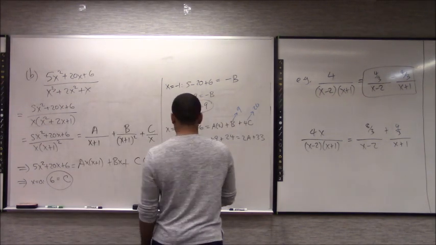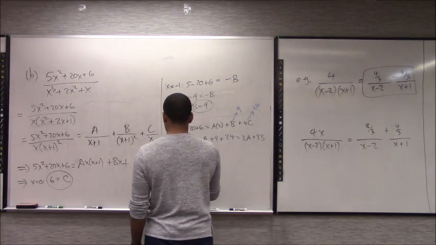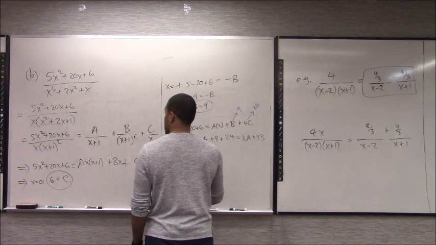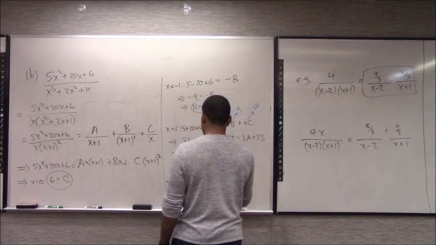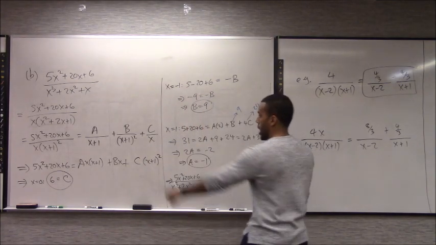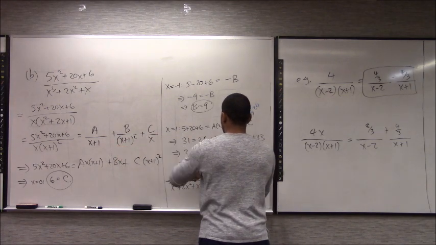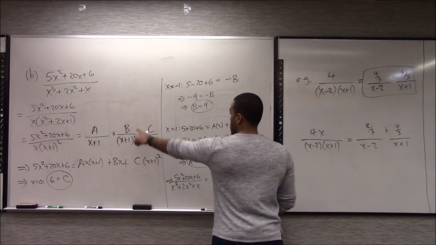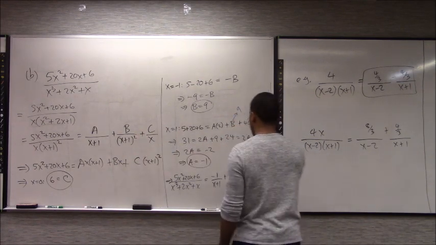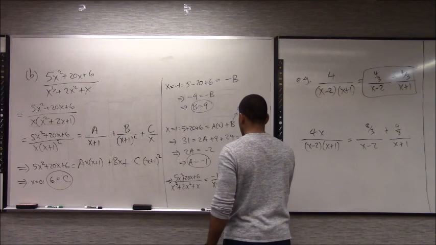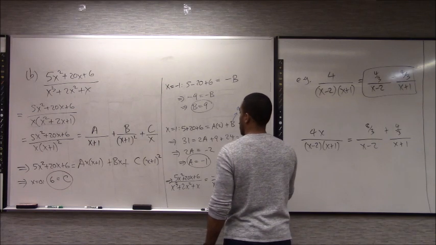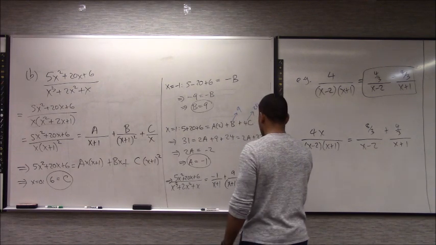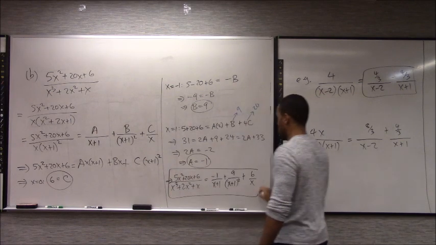And so this fraction over here, 5x squared plus 20x plus 6 over x cubed plus 2x squared plus x is going to be a over x plus 1, which is minus 1 over x plus 1, plus b over x plus 1 squared, but my b is 9, plus 9 over x plus 1 squared, plus c over x, and my c is 6. And that's how I can think about it.